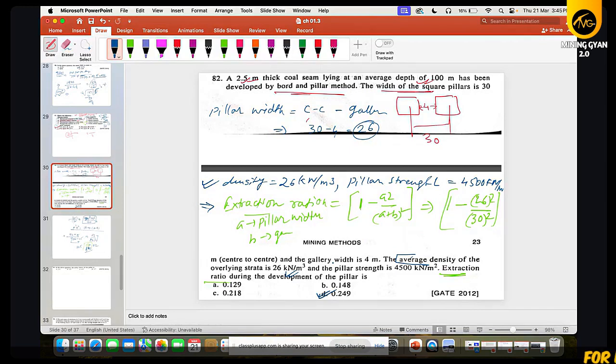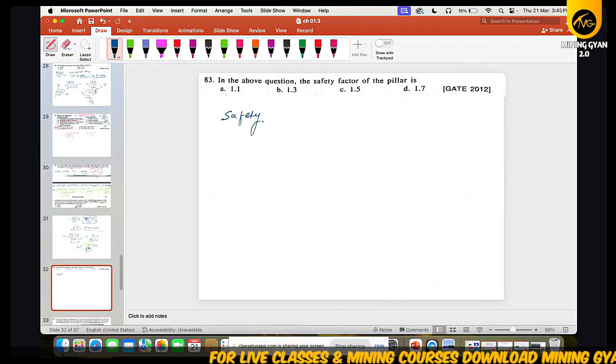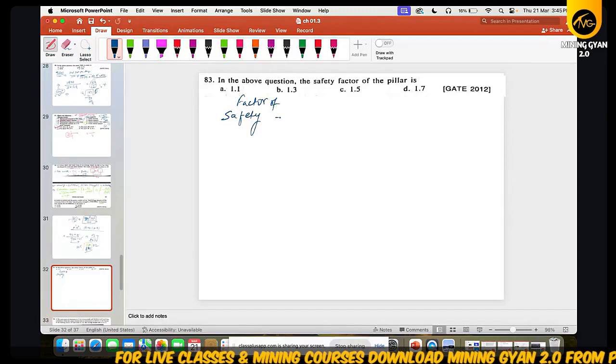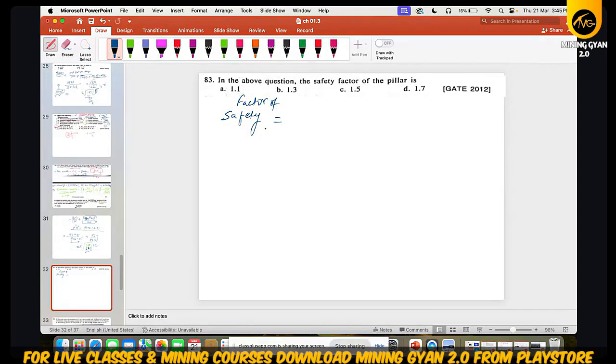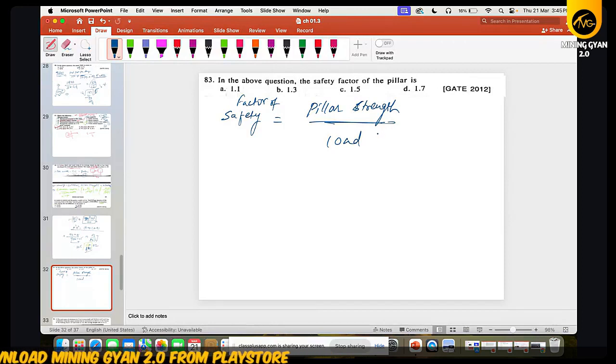Okay. In the next question they have asked us the safety factor. We also discussed the formula for safety factor. Factor of safety, we have already discussed in our theory part. It is pillar strength divided by the load acting on it.